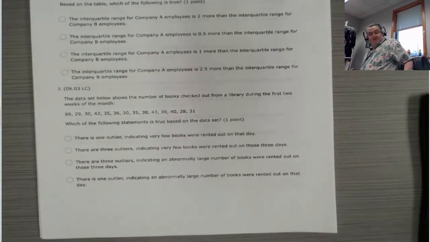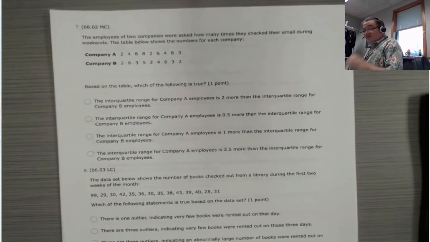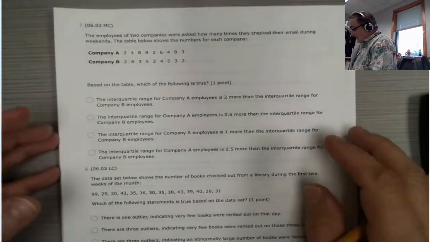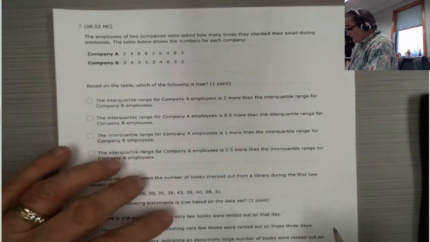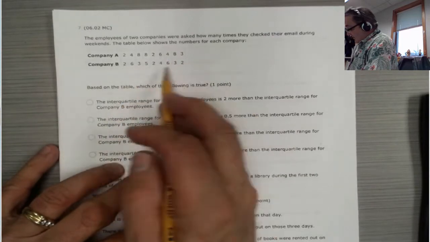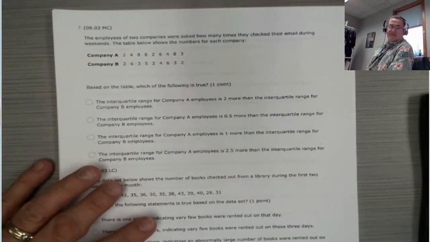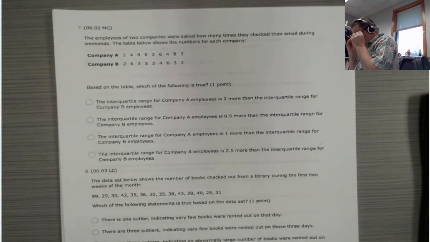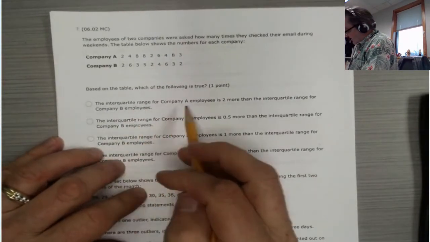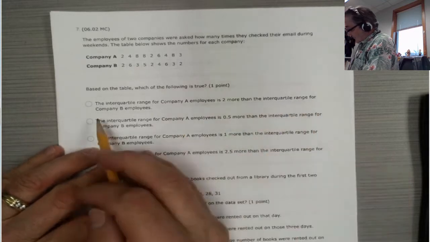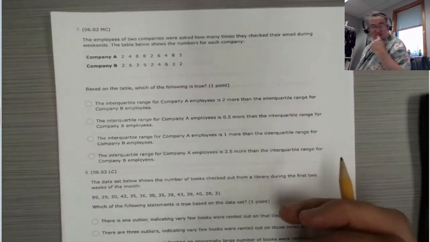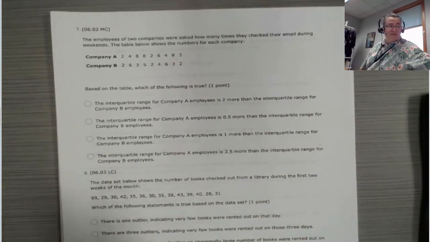All right, let's look at number 7. The employees of 2 companies were asked how many times they checked their email during weekends. So everybody said that they checked their email on their days off on the weekend. Based on the table, which of the following is true? The interquartile range for company A is 2 more than the interquartile range for company B, et cetera. So we have to do the interquartile ranges for these 2 pieces of information.